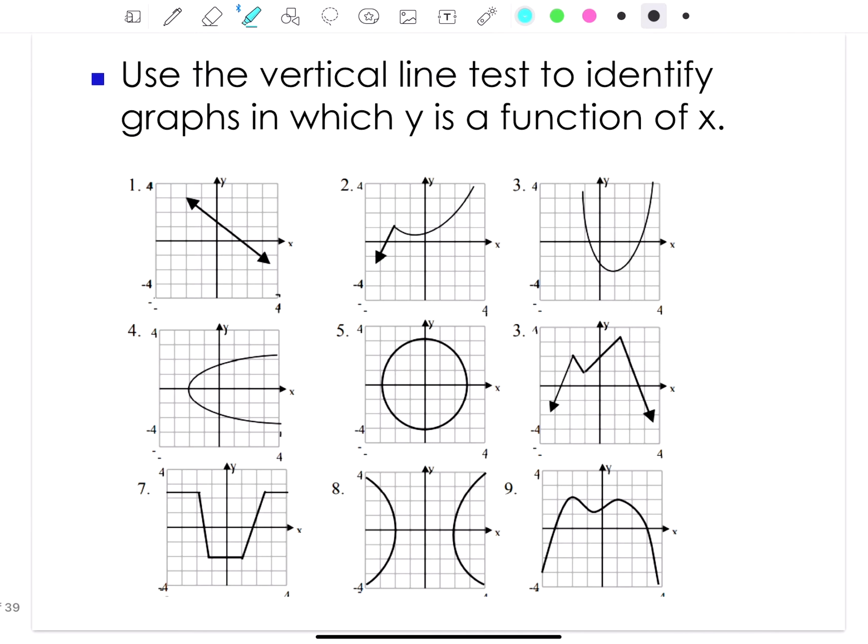Now we're going to do the vertical line test to decide if each of these is the graph of a function or not. Number one, yes. Number one would be yes, a function. Number two, we can do the vertical line test. Yes, a function.